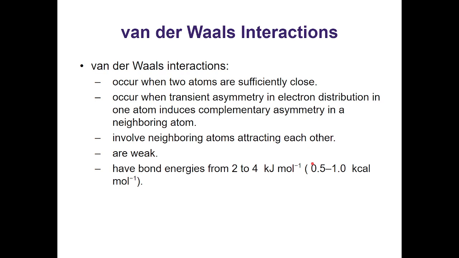Are van der Waals interactions rare? We don't talk about them a lot. No, they're just incredibly common, right? All over the place, all the time. Okay? So these are going to occur when two atoms are sufficiently close, or two molecules are sufficiently close. They'll occur when transient asymmetry in electron distribution in one atom induces complementary asymmetry in the neighboring atom.